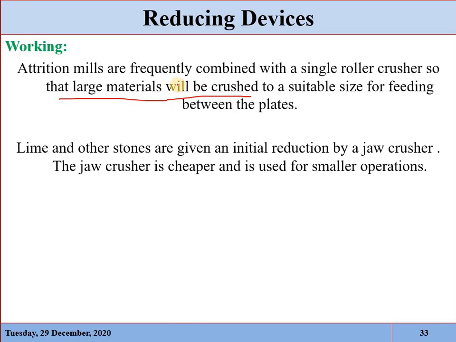Lime and other stone are given an initial reduction by jaw crusher. See, for the feeding of the attrition mill, small size particles are fed. So if we have large size stone and lime, initially it is crushed by jaw crusher to reduce it into small pieces, and then to reduce it further into powder form, the attrition mill or the hammer mill will be used for their purposes.